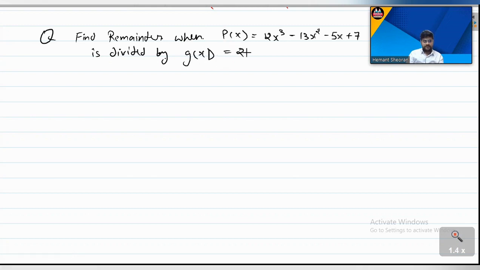No, this one was the one we just did. Okay, let's change the g(x) then. So you have to divide it by, let's say, 2 plus 3x. Just do it now.